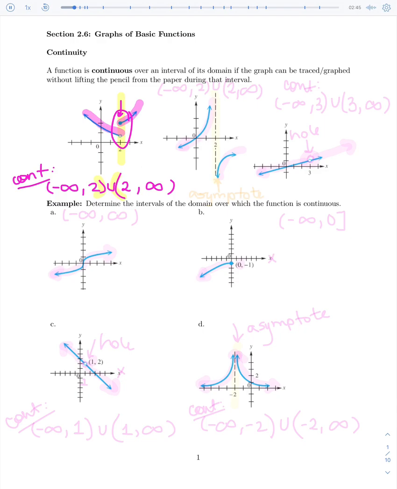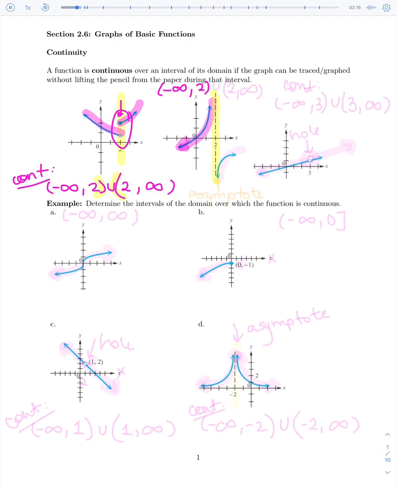Let's try another one. In the next one, we're tracing from left to right again. We're going to go all the way up towards 2 again. So we'll go from negative infinity up to 2. Notice because of the asymptote here at 2, we do have to pick up our pencil. So we're going to put parentheses at 2 again because you're picking your pencil up at 2. You can get closer and closer to 2, but you can never actually touch it.